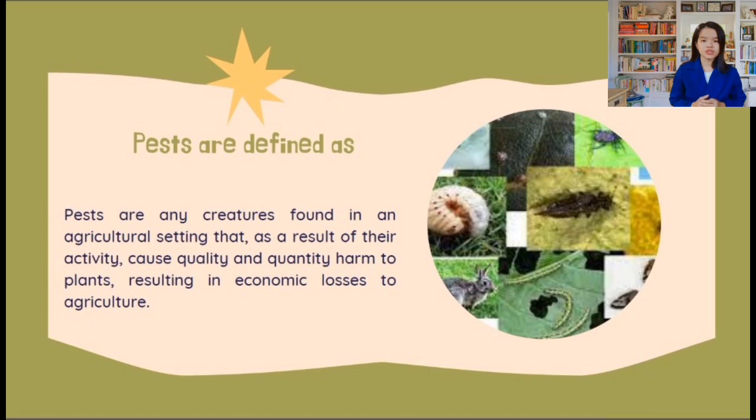Pests are any creatures found in an agricultural setting that, as a result of their activity, cause quality and quantity harm to plants, resulting in economic losses to agriculture. A pest is any organism that spreads disease, causes destruction, or is otherwise a nuisance. In agriculture, pest refers to harmful organisms that latch onto plants, rendering them unsuitable for harvest. While most of these organisms tend to be insects, some fungi or plants can also be classified as pests.